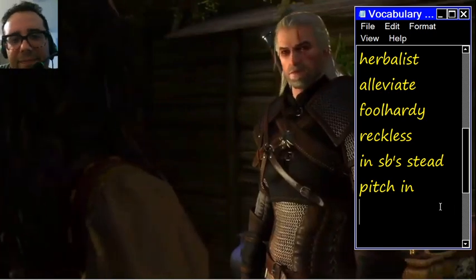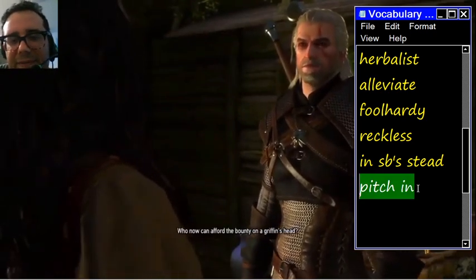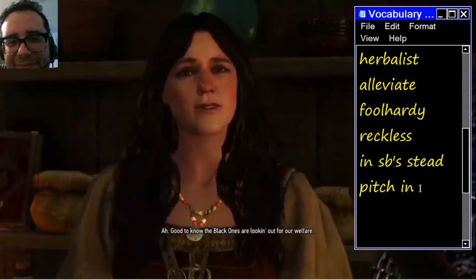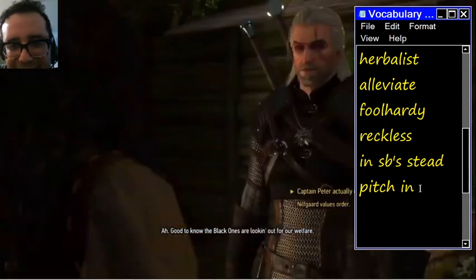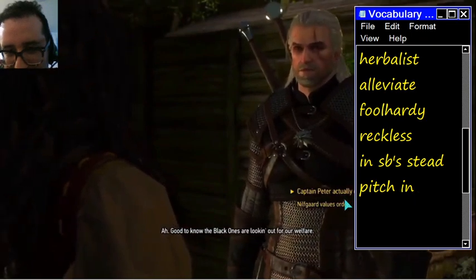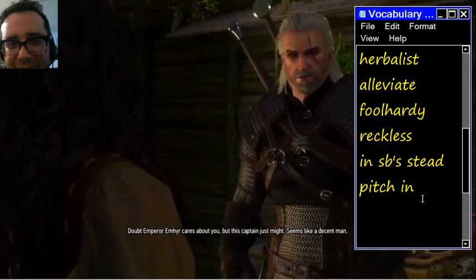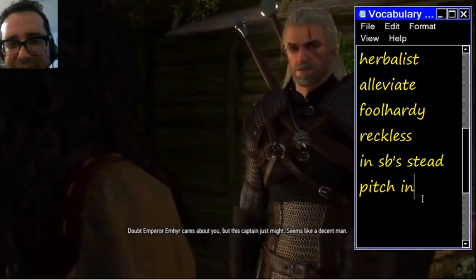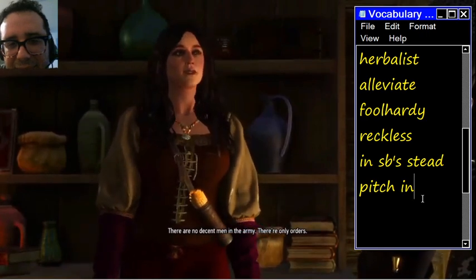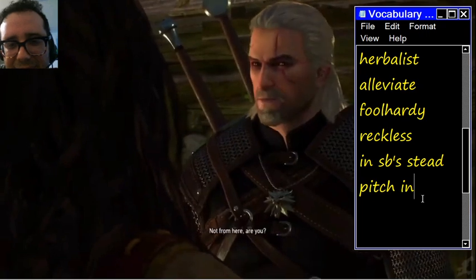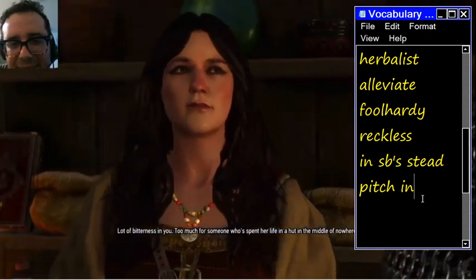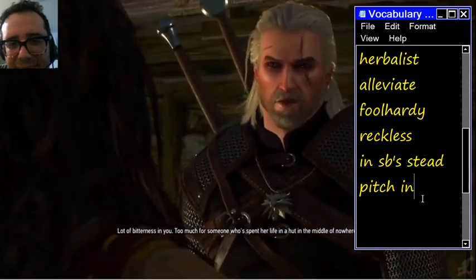Who now can afford the bounty on a griffin's head? Captain Peter Sars, something, something. Ah, good to know the Black One's looking out for our welfare. Doubt Emperor Emhyr cares about you, but this captain just might. Seems like a decent man. There are no decent men in the army. They're only orders. Not from here, are you? A lot of bitterness in you. Too much for someone who spent her life in a hut in the middle of nowhere.